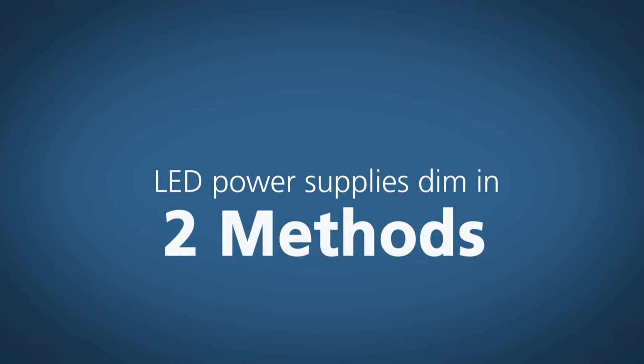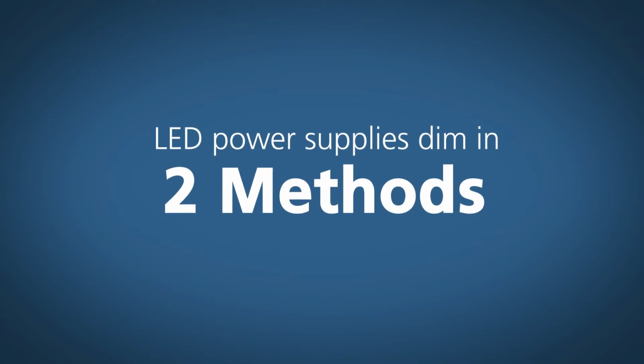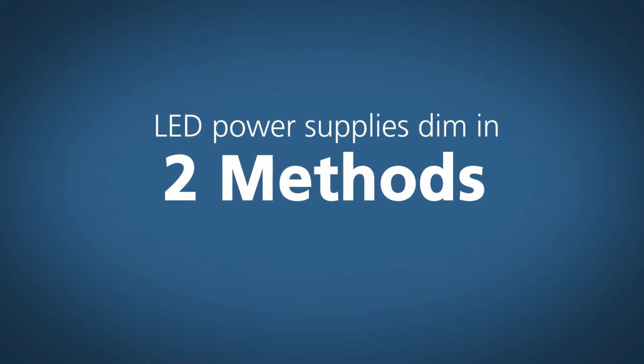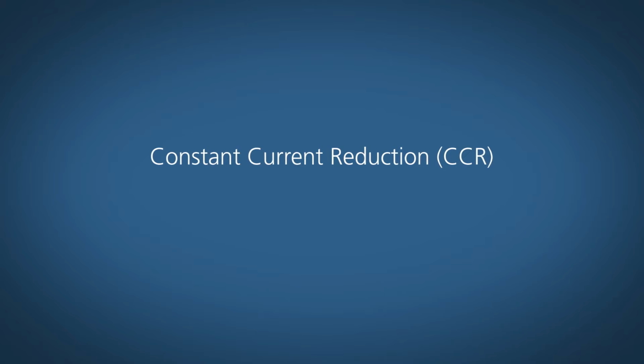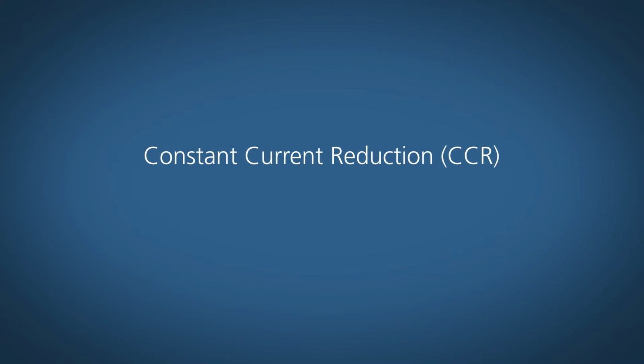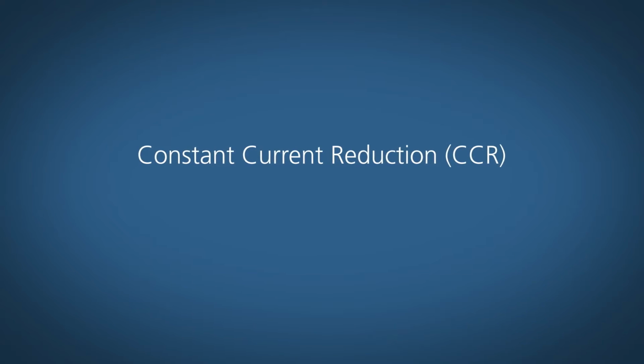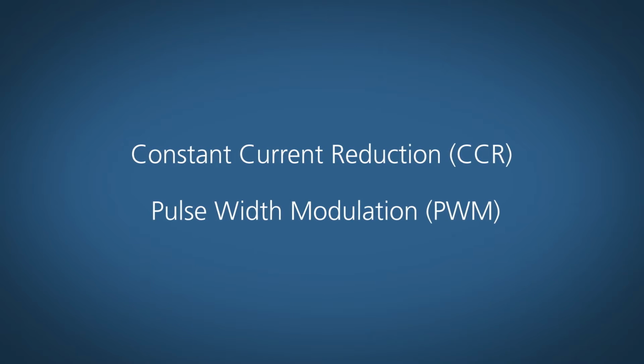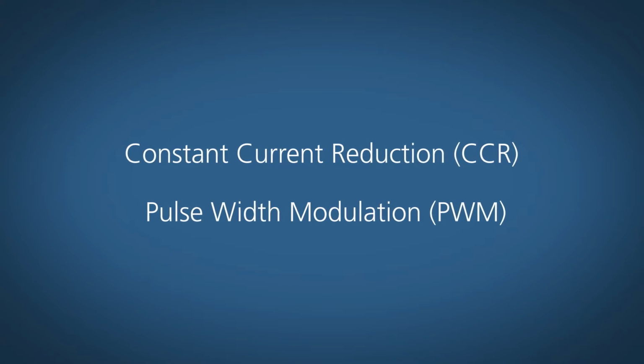You'll want to know that LED power supplies dim in 2 different methods. One is called a constant current reduction, or CCR. The other method is called pulse width modulation, or PWM. Let's use an analogy of water in a garden hose to understand the difference between these 2 supplies.